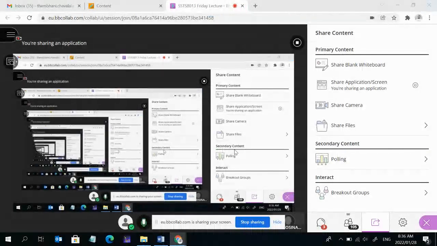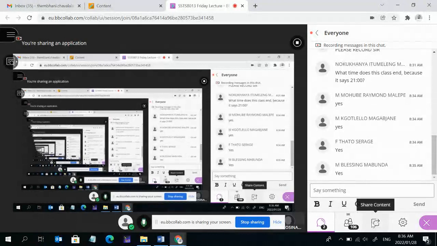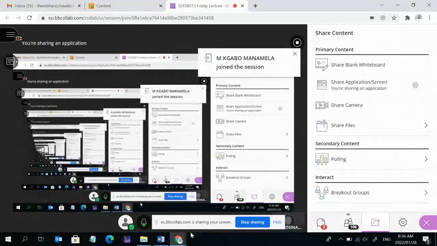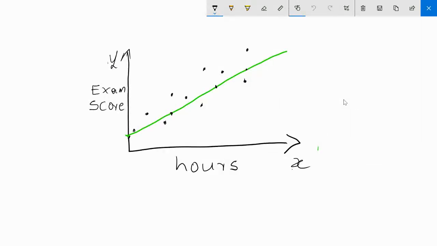I can hear that you are typing something. As I said yesterday, when I'm projecting the whiteboard, I'm not able to see what you are typing. So if you have something, please raise your hand so that I can recognize you, because I cannot see what you are typing when I'm on the whiteboard. So now you can see that.